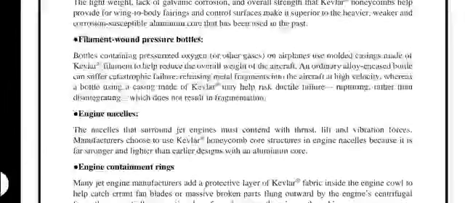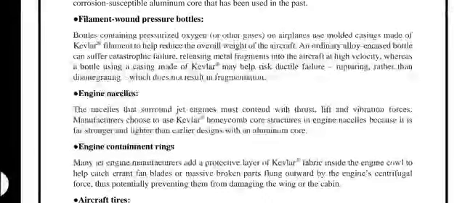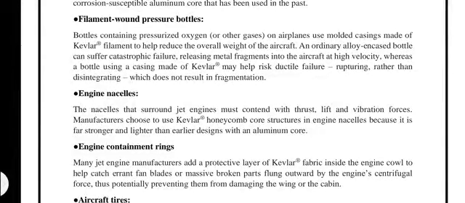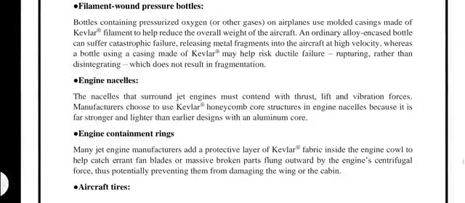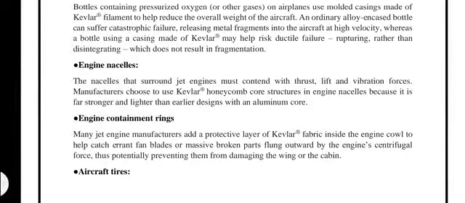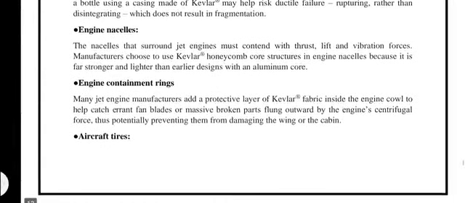Filament wound pressure bottles. Bottles containing pressurized oxygen on airplanes use molded casing made up of Kevlar to help reduce the overall weight of the aircraft. An ordinary alloy-encased bottle can suffer catastrophic failure, releasing metal fragments into the aircraft at high velocity, whereas a bottle using a casing made up of Kevlar may help risk ductile failure, rupturing rather than disintegrating, which does not result in fragmentation.